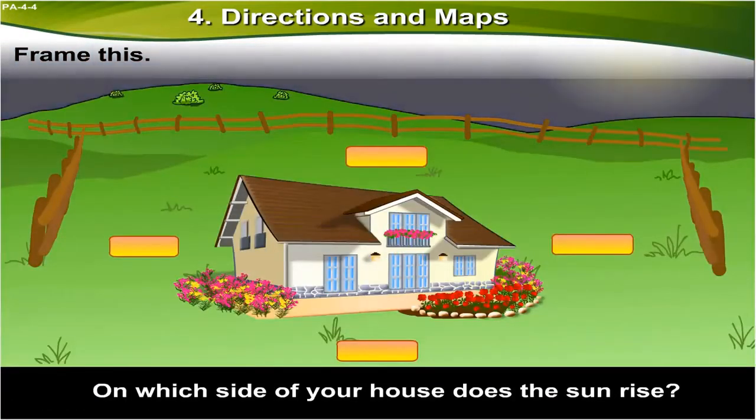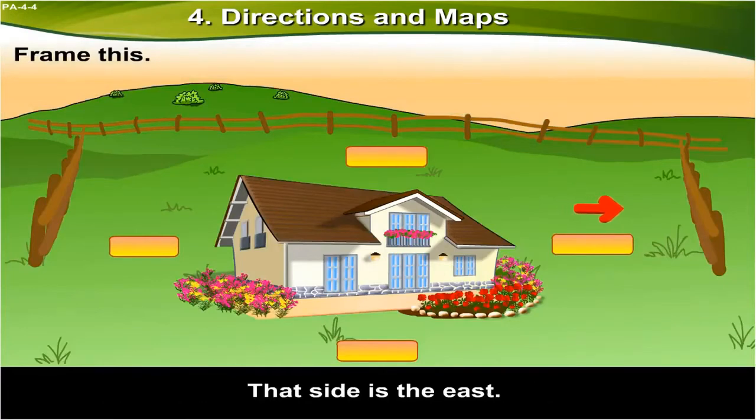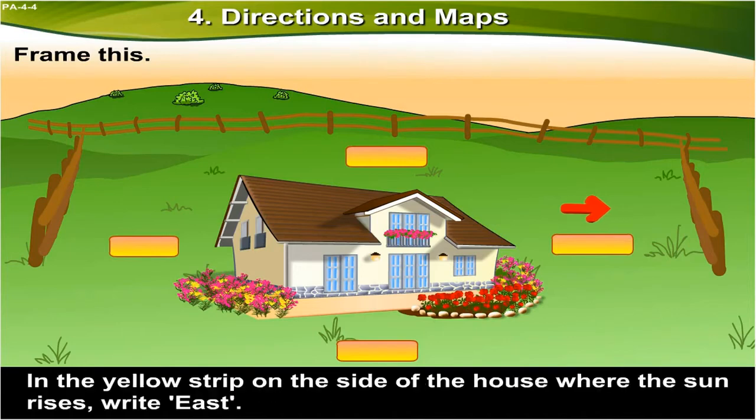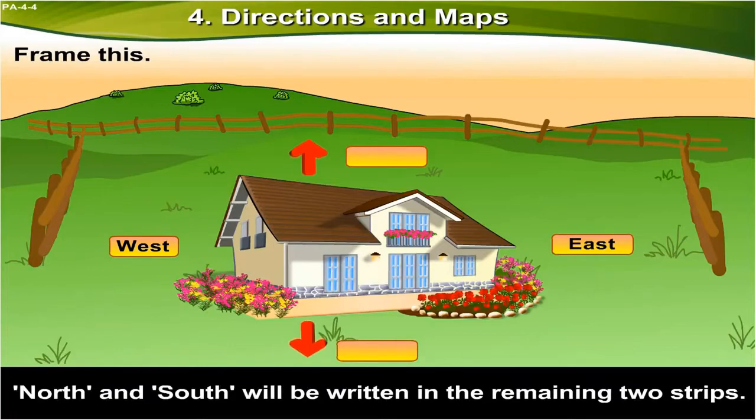On which side of your house does the sun rise? That side is the east. In the yellow strip on the side of the house where the sun rises, write east. In the strip on the side opposite to the east, write west. North and south will be written in the remaining two strips.